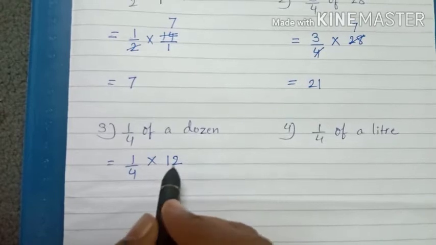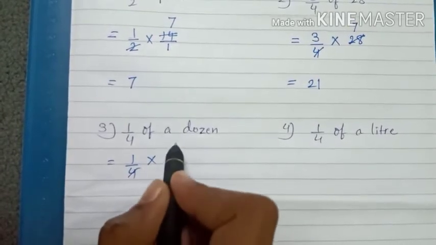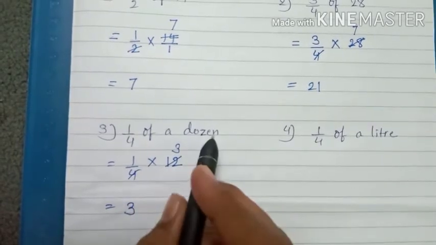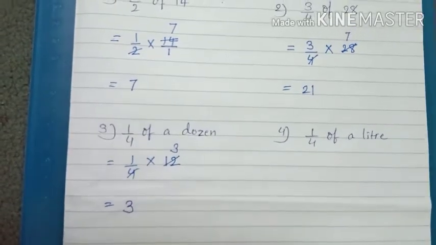Now in the 4 table, where does 12 come? 4 3s are 12. So cut it and write. Now 3 1s are 3. So 1/4 of a dozen, that is, a dozen का 1/4 होता है 3.